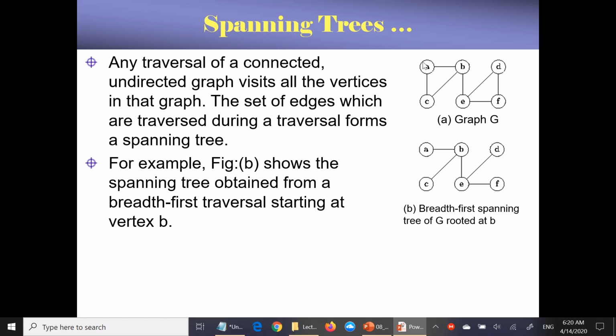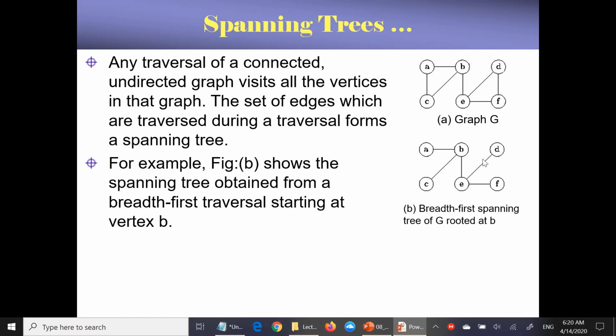Now if you go to A, we cannot go anywhere. C, we cannot go anywhere. But if you go to E, it has two adjacent vertices, D and F. That is the way we're going to do this traversal following breadth first. And this is the resulting graph that you get, and this is actually a spanning tree.